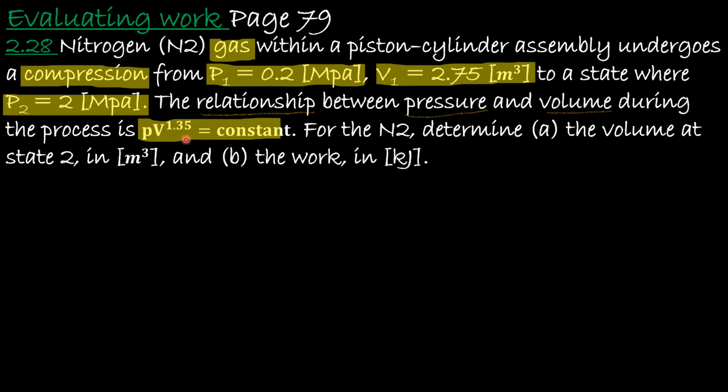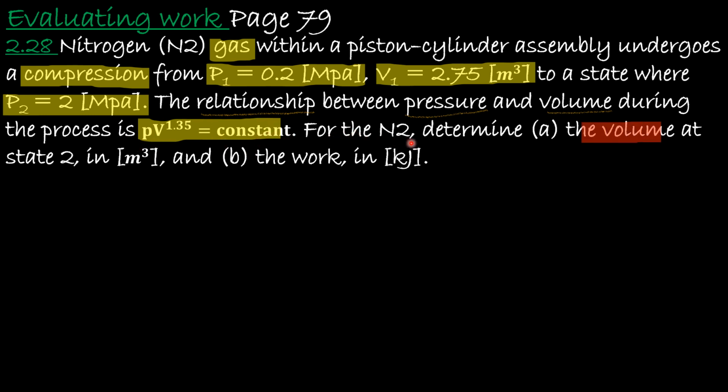And what does this relationship tell us? That the pressure at state 1, which is 0.2, when you multiply it by the volume at state 1, will give you a certain number. That number will be the same when you multiply a different pressure with a different volume. It will give you the same constant. So that's what this relationship tells us.